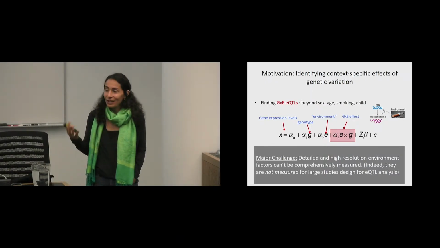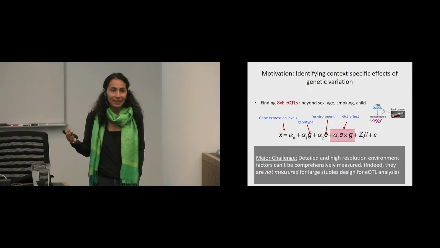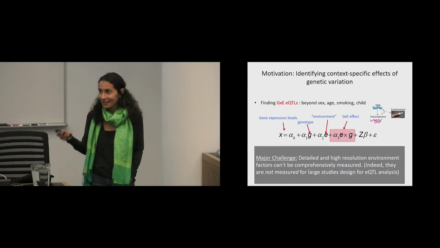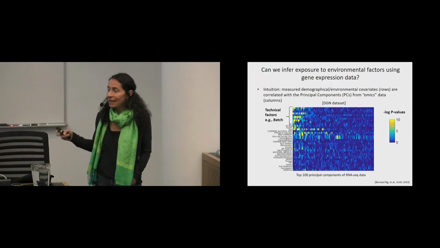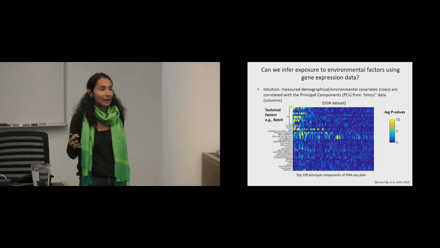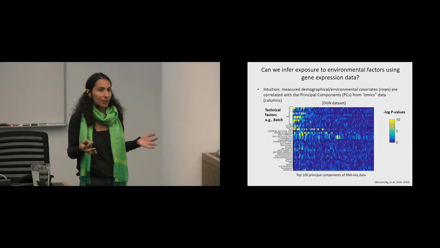So the question is, is there some way to get at this question using tools from machine learning and statistics? And our idea was, why don't we try to infer environmental exposures directly from gene expression data? That might sound like a crazy idea, but let me give you the intuition behind that. It's well known that if you take gene expression data across a large number of individuals, you can apply dimensionality reduction methods like principal component analysis.